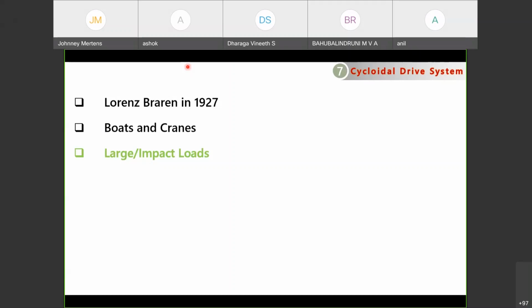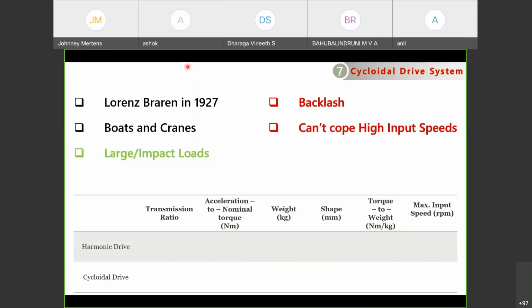But the main disadvantage of this one is that backlash will happen, and it can't cope with high input speed. And again, there is a comparison between these two, the harmonic drive system and the cycloidal drive system, in which you can see the transmission ratios. Again, the 6 inputs were taken, and I'm comparing the same transmission ratio drive systems, 1 is 100. And what is the acceleration to the nominal torque?